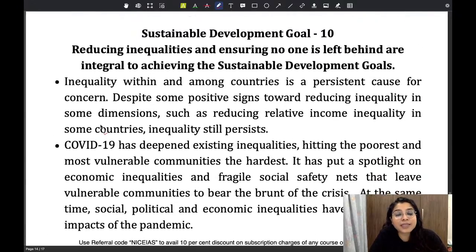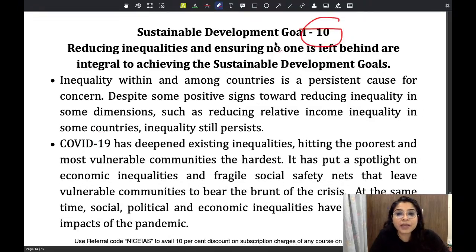Now, which is the Sustainable Development Goal that addresses this? It is Goal 10. It talks about reducing inequalities and ensuring no one is left behind, as part of the integral process of achieving the Sustainable Development Goals. Now, you see that inequalities are there within and among countries, and this is a cause of concern. You are seeing certain positive sides, for example, inequalities in terms of income have been reducing, but still wider inequalities persist. And COVID-19 has further deepened these inequalities.